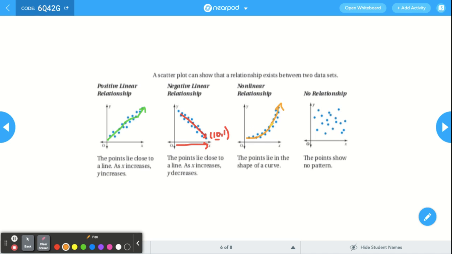Now this could be going up. Sometimes the dots will be going down. Something like this maybe, or something like this. But it's nonlinear because it's forming a curve.